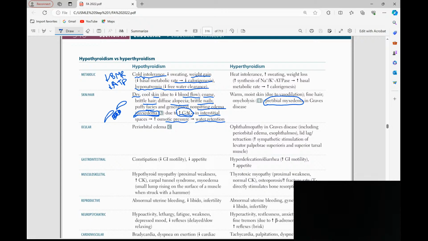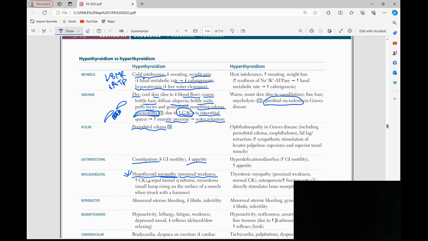And then ocular periorbital edema, constipation, decreased appetite, hypothyroid myopathy. This is also important. We see with many patients who have hypothyroidism, they say they are not able to comb their hair properly, and they are not able to rise from a sitting position. This is all due to proximal muscle weakness, and this is important.